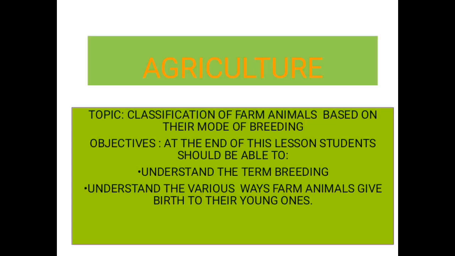Now, in the last class, we talked about farm animals and their habitats. We classified them according to their habitat, and at this point, we're going to be talking about them in their mode of breeding. When you hear the word breeding, what comes to your mind? Breeding simply means the way by which farm animals produce their young ones.